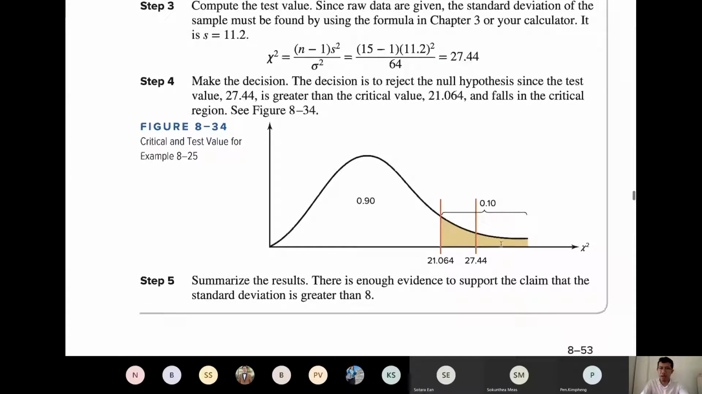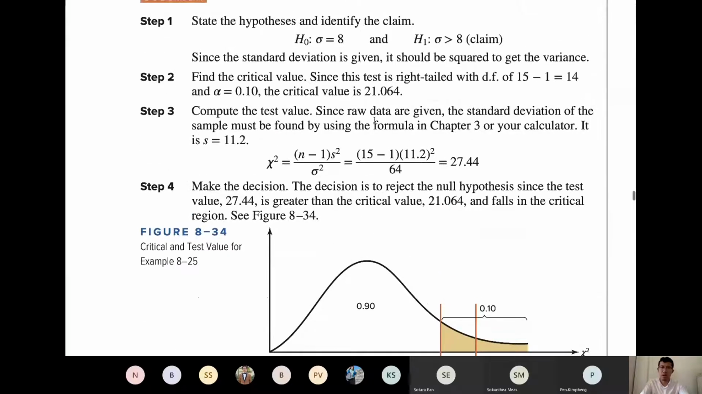We want this area to be 0.10. So the critical value in this case is 21.064. And how to come up with this value? You have to look at the chi-square table, because I already told you how to do that when we worked on confidence intervals for the variance as well as for the standard deviation. Another way is using R, with the right command.